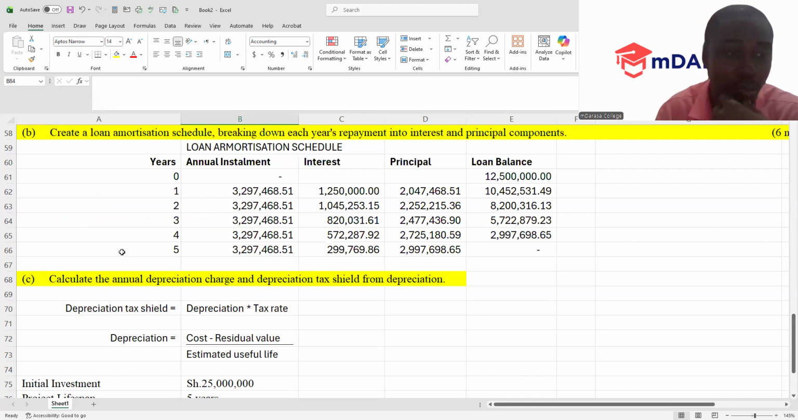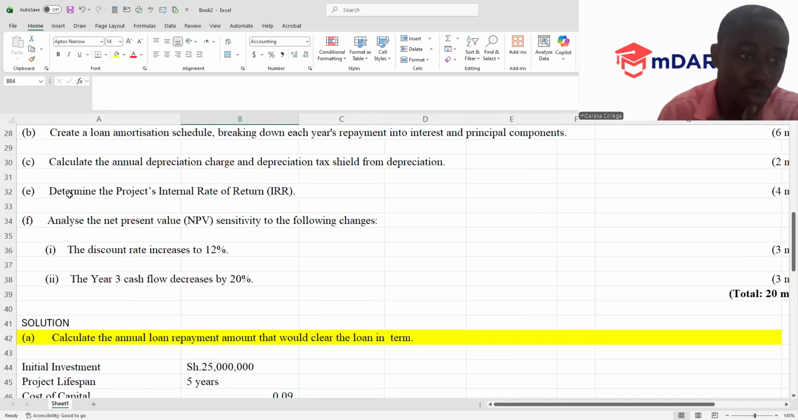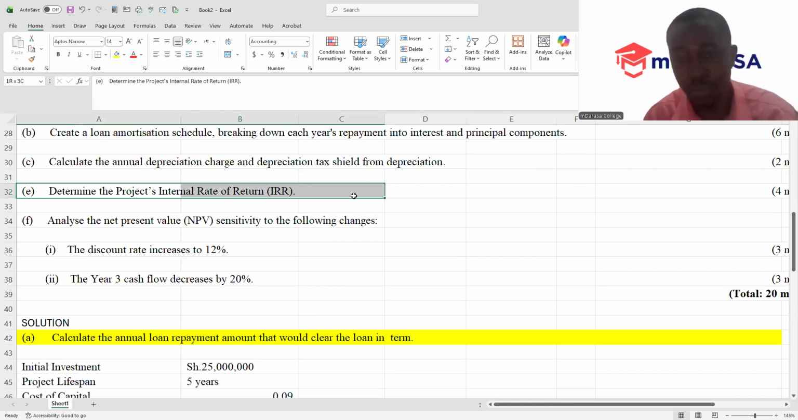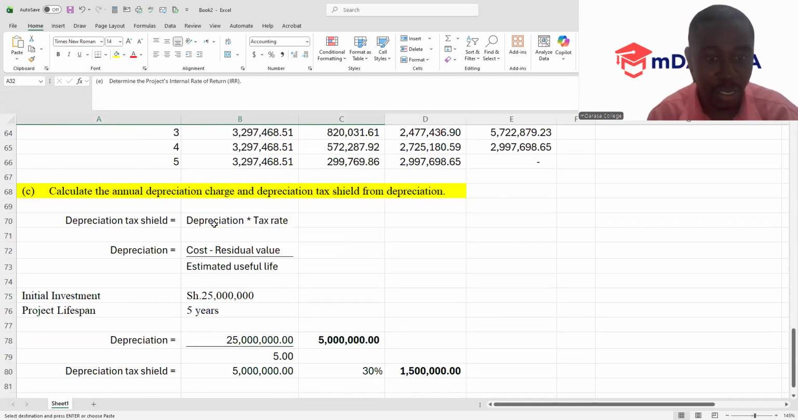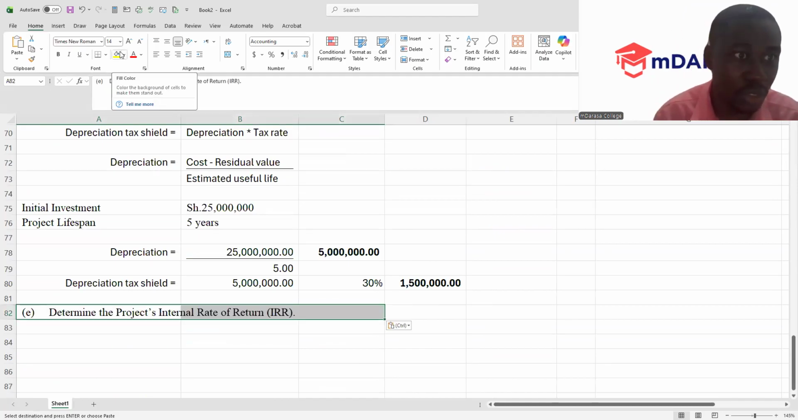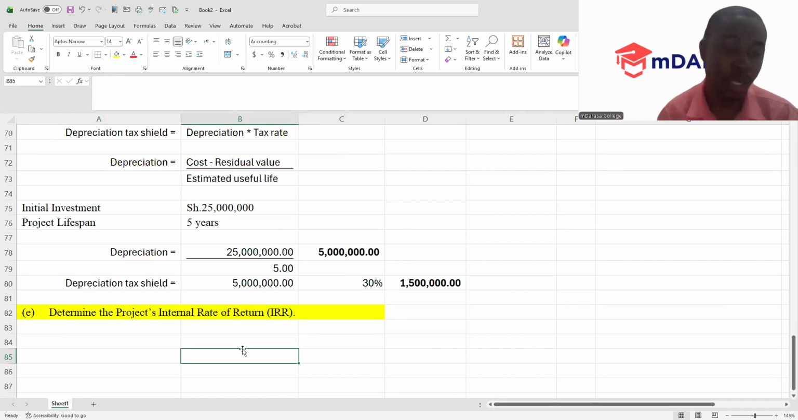Presentation matters a lot. Presentation is very key. The other part, what you were asked: you were asked to determine the project's internal rate of return, IRR. All that we are required to do here is to determine that rate that will equate our NPV to 0, kind of a break-even NPV.